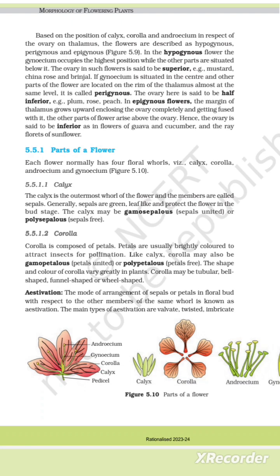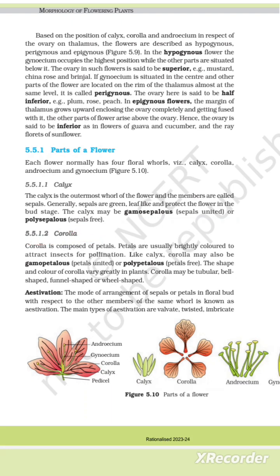5.5.1.1. Calyx. The calyx is the outermost whorl of the flower and the members are called sepals. Generally, sepals are green, leaf-like, and protect the flower in the bud stage. The calyx may be gamosepalous (sepals united) or polysepalous (sepals free).